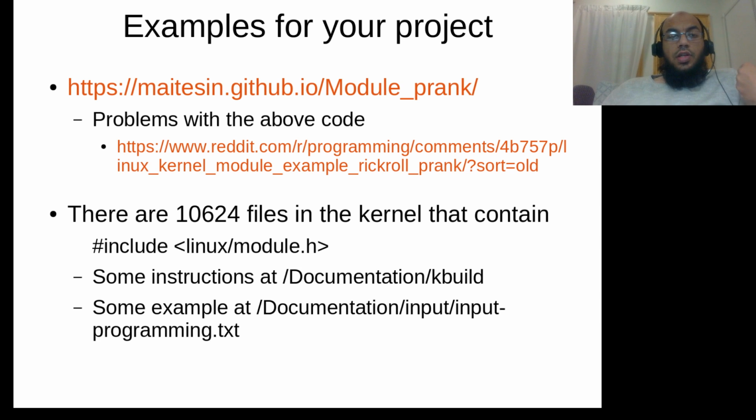There are some instructions and some documentation in /documentation/kbuild on how to build kernel modules. There are some examples at /documentation/input/input-programming on how to again implement kernel modules. I'm just trying to open up things to look at. There are 3 of you in each group, so I hope that you read these and share information among yourselves. You can either read them together and try to decipher them together, or the other way would be to split the work among the 3 members of the project. Okay.